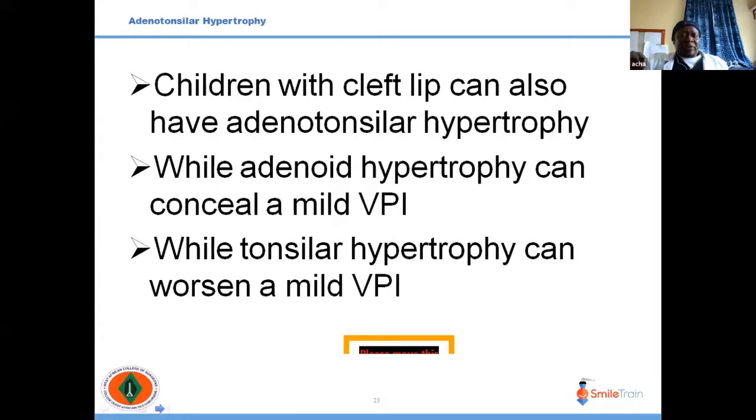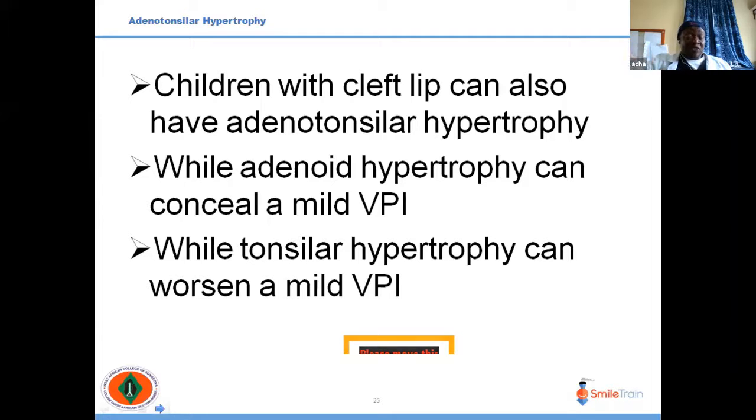And lastly, I want to talk about adenotonsillar hypertrophy in children with cleft lip and cleft palate. Children with cleft palate, particularly, can also develop adenotonsillar hypertrophy. And this is very, very important for us to realize, and it's very important for the ENT surgeon to know, because in children that have submucosal cleft, and in some children that have mild or moderate velopharyngeal insufficiency, that can be obscured by adenoid hypertrophy.